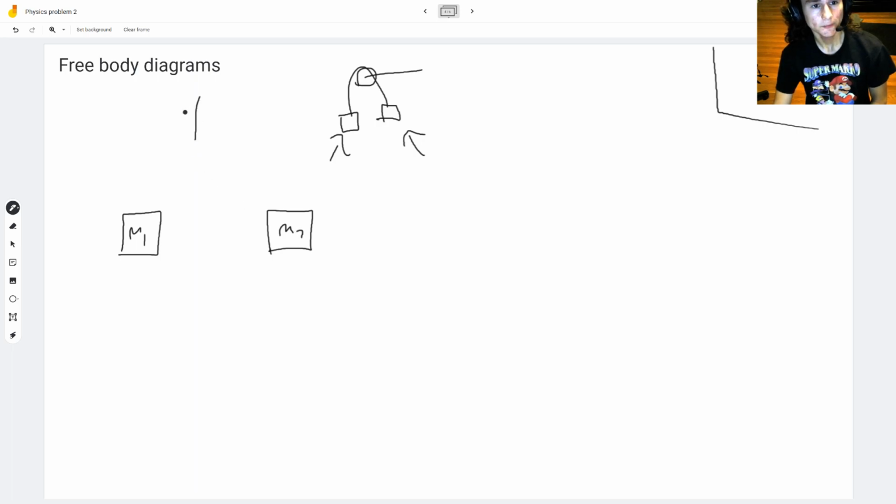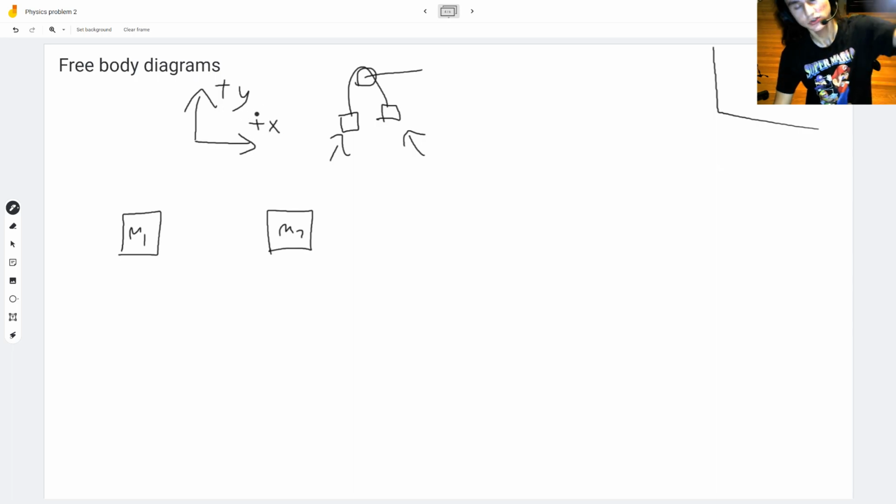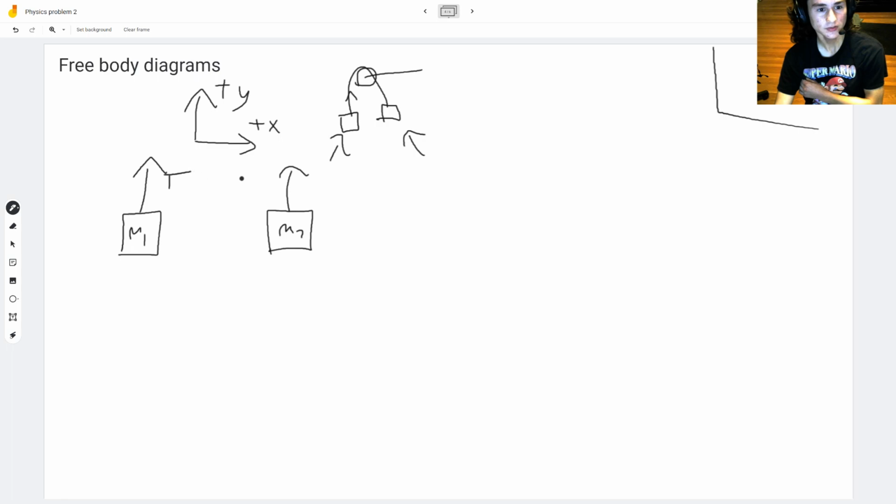Important part, add the reference. This is plus y. I'm going to say this is plus x. It doesn't matter which ones you choose, but you have to have them to be able to calculate what we're going to calculate further in this problem. If these are connected by strings, we're going to label the forces on these. These have a force of tension upwards, and they also have a force of m, their mass, times gravity downwards, if we're assuming this is on Earth. Regardless of what planet, you just sub in the gravity, m2g.